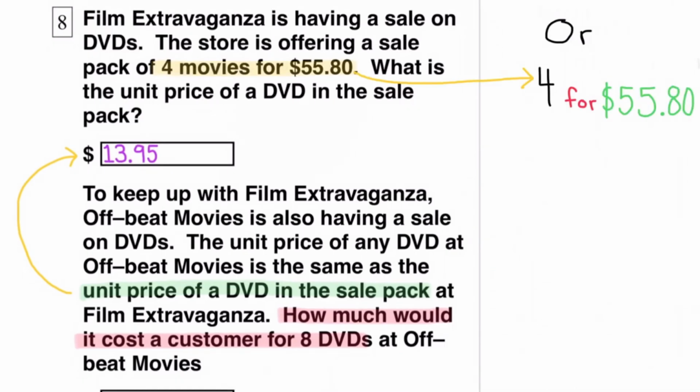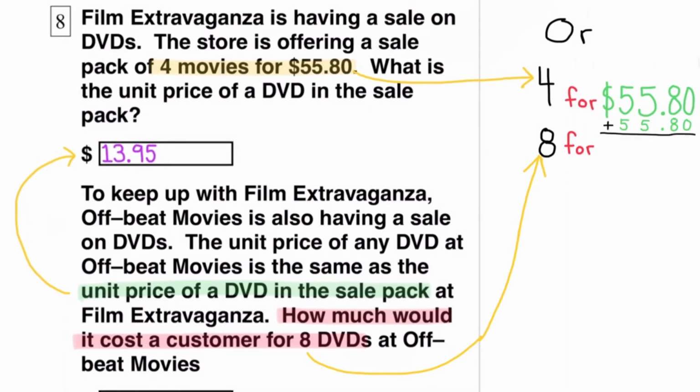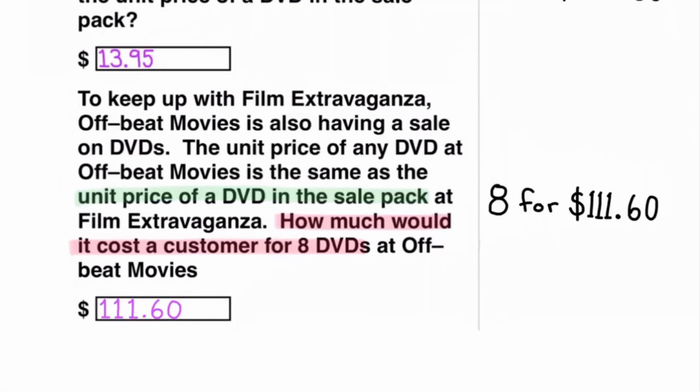You could also figure out how much the 8 DVDs cost by doubling the price for 4 DVDs. If you can buy 4 DVDs for $55.80, then you can buy 8 DVDs for double that, or $55.80 times 2. $55.80 plus $55.80 equals $111.60. A customer can buy 8 DVDs at Offbeat Movies for $111.60.